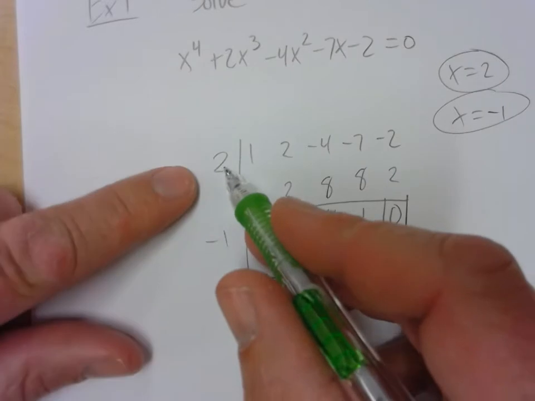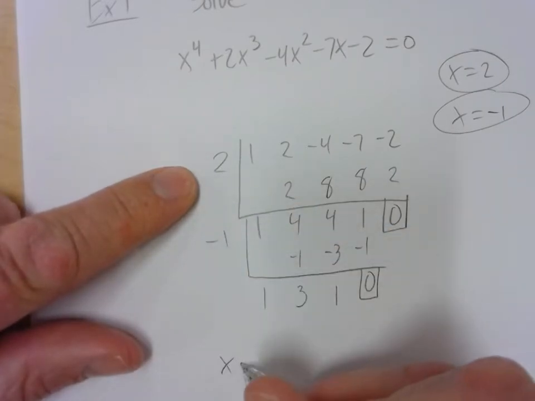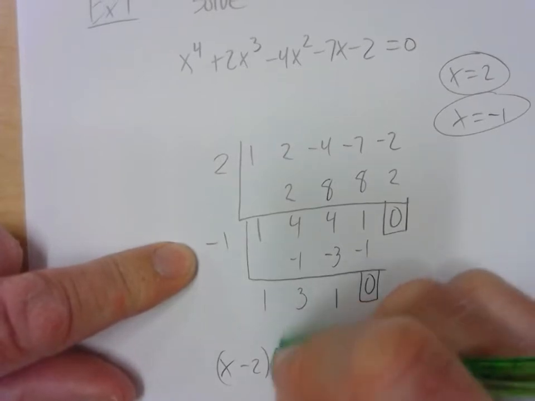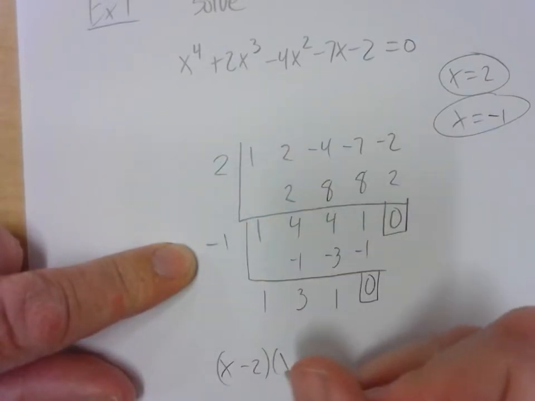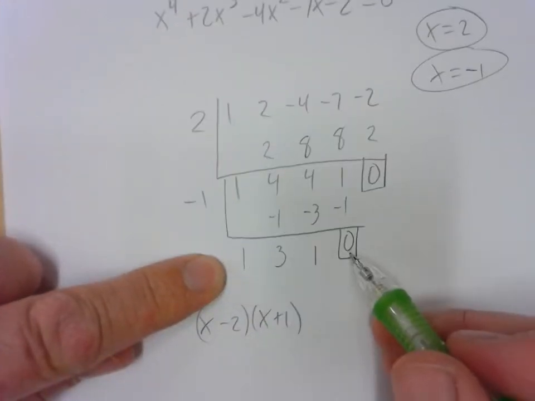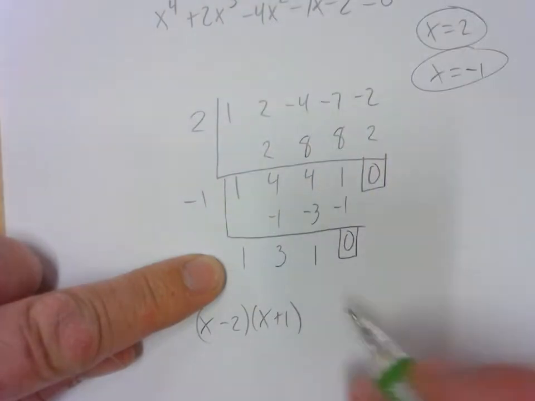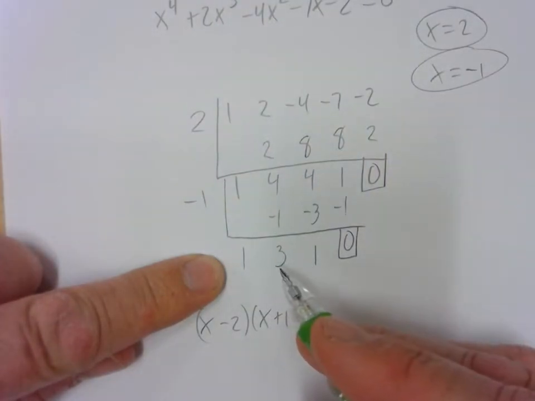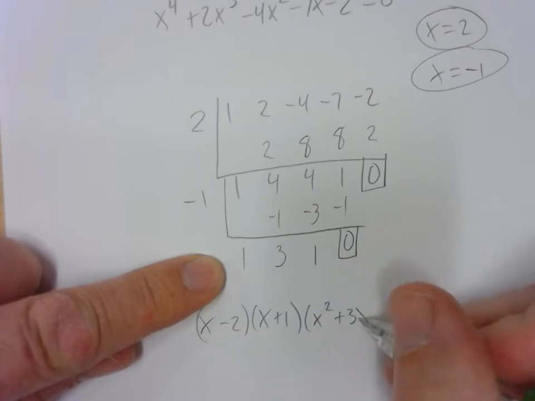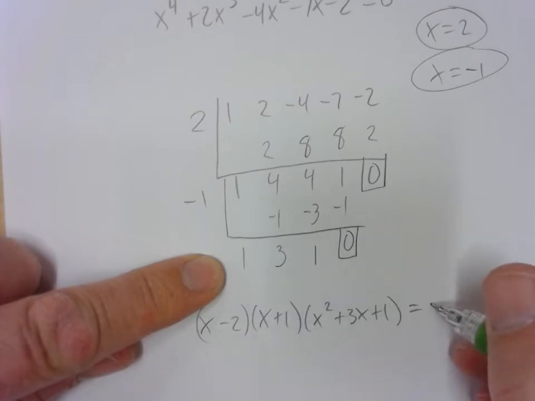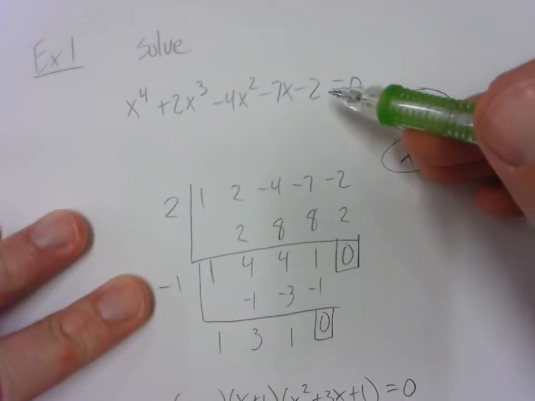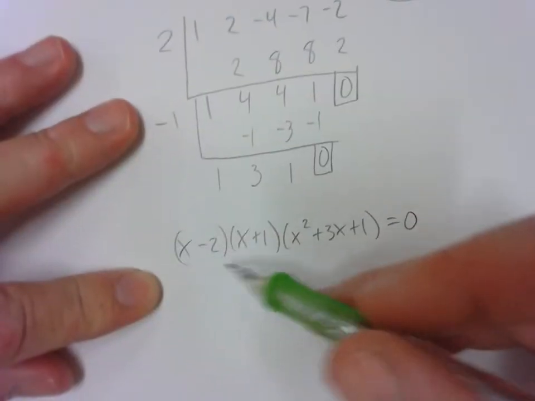So what does this really mean? Well, this 2 means x minus 2. This -1 means x plus 1. Remember, you always switch the sign with synthetic division. And then this is in the 4th position here. So it's remainder, number, x, and then x squared. So it's 1x squared plus 3x plus 1 is equal to 0. So this would be factored form. The original up here is standard form. It's all multiplied out. And this would be in factored form.